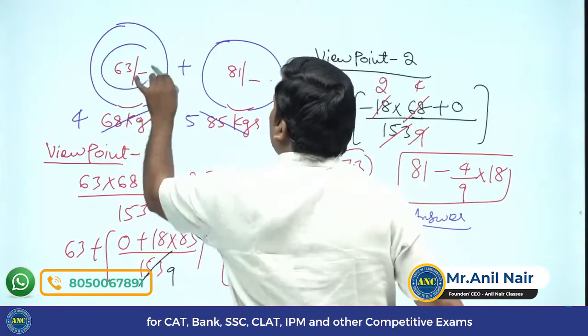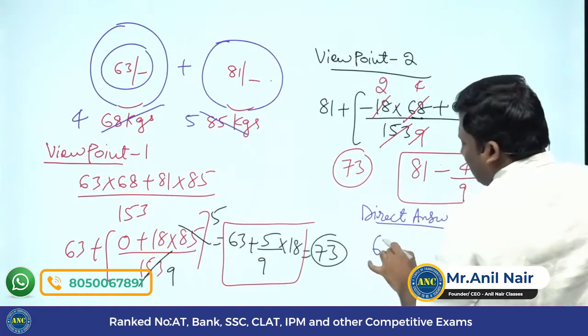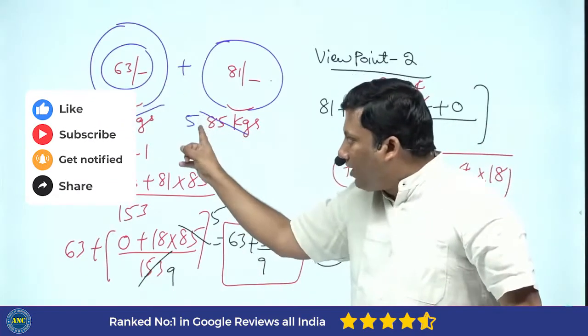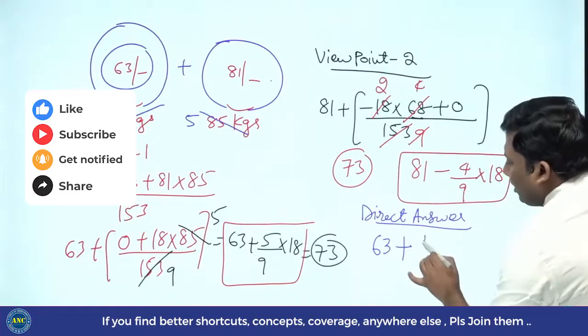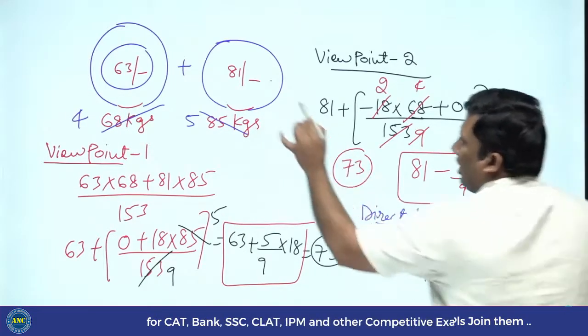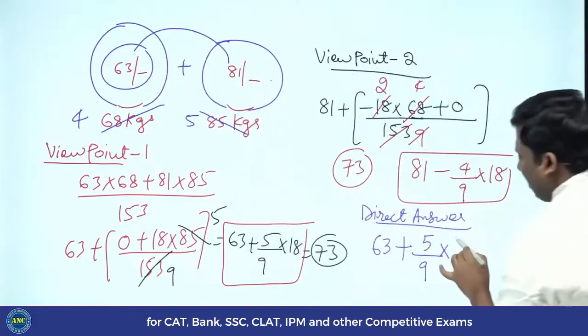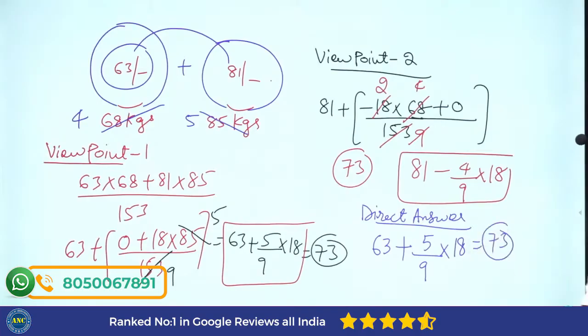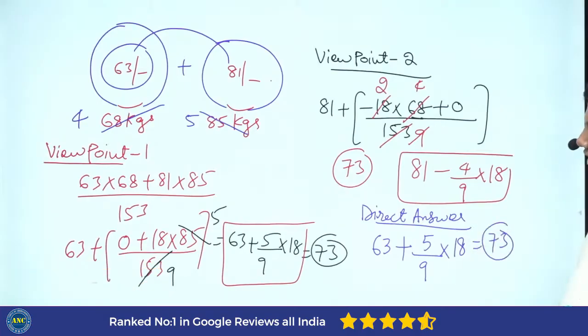Average is greater than the lowest value. So the answer will be 63 plus. If you are taking this value, take the opposite, 5. Add 4 plus 5, 9. 81 minus 63, what is the deviation? 18. Answer is 73.